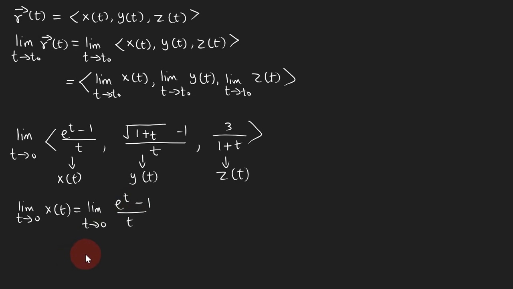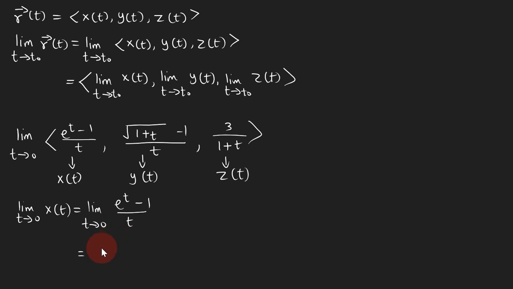Okay, so let's try the substitution here. We're going to have e to the power 0 minus 1 divided by 0, right? Then any number to the power 0 is 1, so I'm going to have 1 minus 1 divided by 0, which will give us 0 over 0, which is indeterminate. So we must find a way to compute the limit. To do this, you are going to apply L'Hopital's rule here.